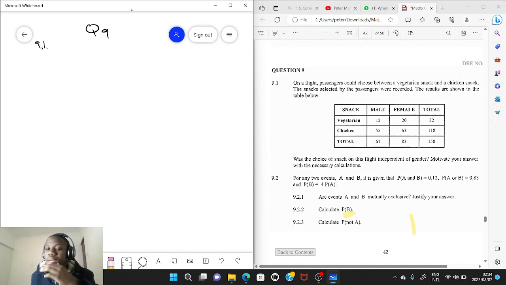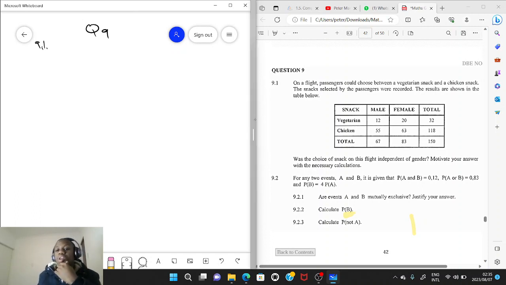On a flight, passengers could choose between a vegetarian snack and a chicken snack. The snacks selected by the passengers were recorded, and the results are shown in the table below. So we have two kinds of events in this case: the snack, and the gender, which is male or female, the snack being vegetarian snack or chicken snack. So the question states as follows: was the choice of snack on this flight independent of the gender?